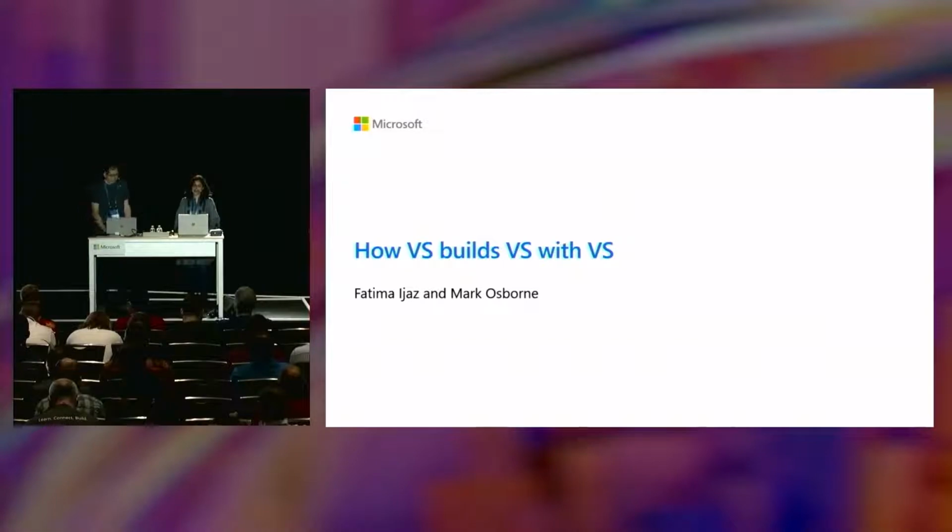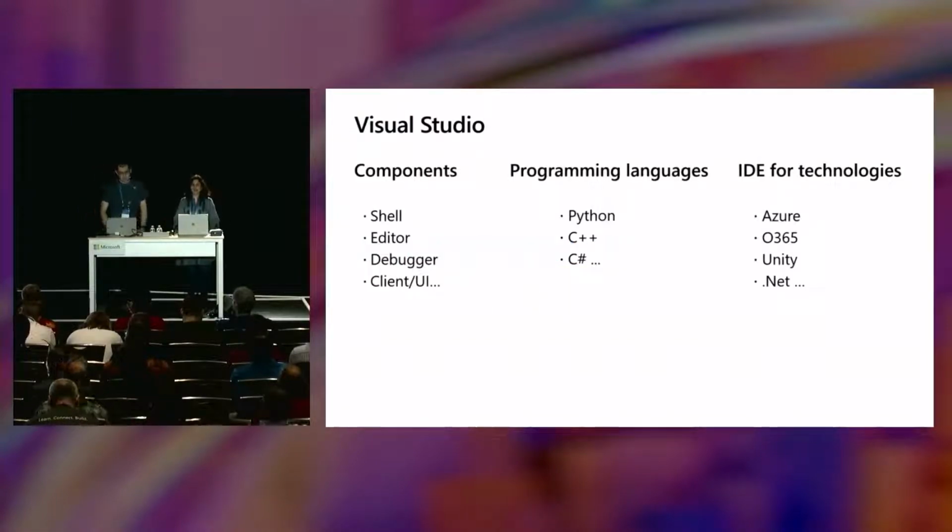Great, thank you, Mark. Most of you are familiar with Visual Studio as an IDE. It is a mature product with rich set of features. But today in our session, we will go behind the scene and look at how Visual Studio developers build Visual Studio itself. Before I jump into that, I want to highlight a few aspects of Visual Studio that brings challenges for its engineering system. Visual Studio has a very large code base that is developed over 25 years, and it includes its core components like shell, editor, debugger, the client and UI. It also supports multiple languages, including Python, C++, and C#.